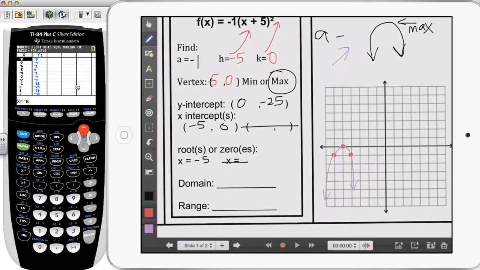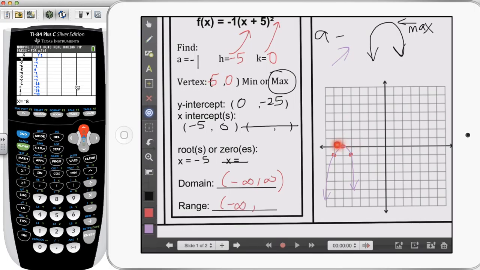As you can see, the domain is always -infinity to infinity no matter what, because it goes all the way to the left and all the way to the right. So yes, the domain is always -infinity to infinity for quadratic equations. What about the range from bottom to top? As you can see, there is no bottom. It continues on forever. So from the bottom, it's going to be -infinity all the way to the top.